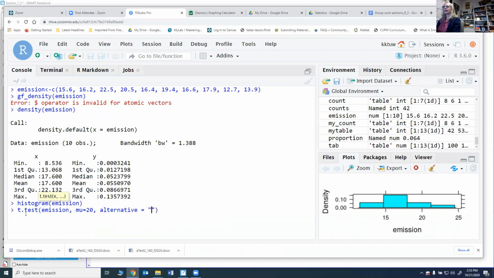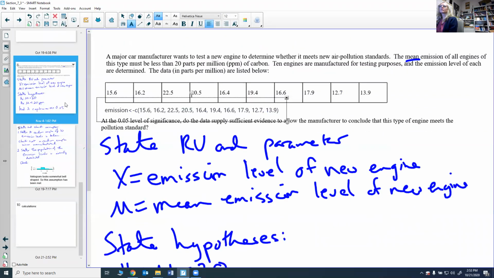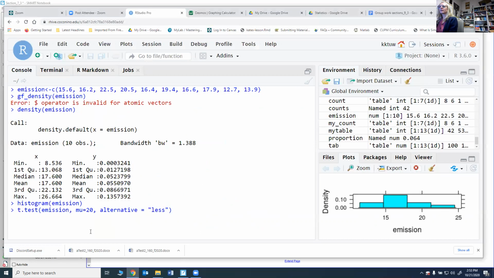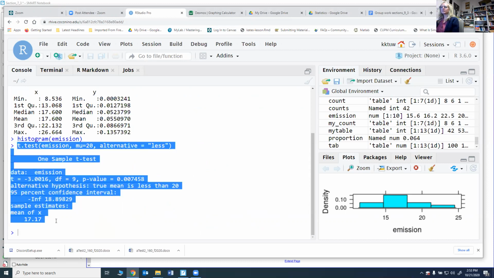equals less, because if you look back at our H0, it was mu is equal to 20. So that's where that mu equals 20 thing comes from. And then we are less than 20 parts per million. So we're using alternative is less. So that's why I did that. And then I just hit enter. And there's my values. Again, this is slightly different than you would do. You don't have a data set here, but kind of the same idea works.